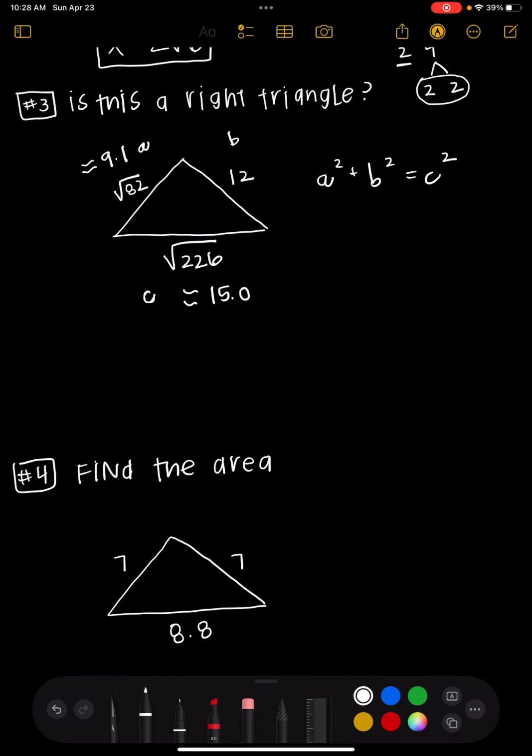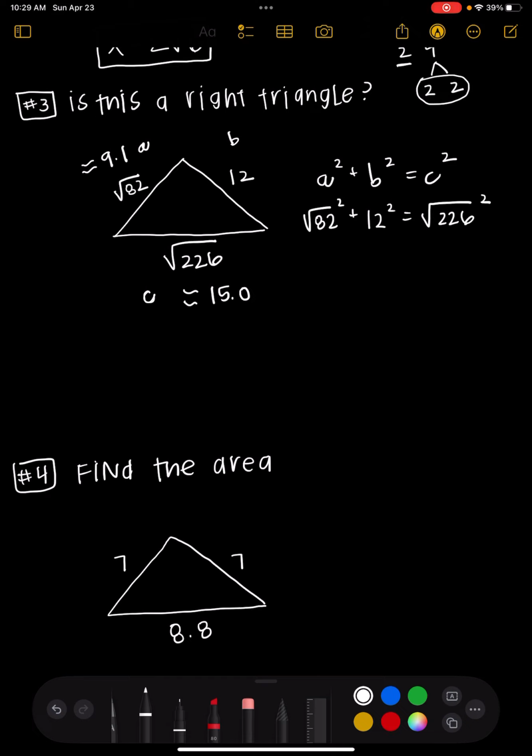Now, if the left side does not equal the right side, then it is not a right triangle because the Pythagorean theorem didn't work. The other thing to consider is that even though we got decimal approximations for the sides A and C, we're going to use the actual square roots because that way it's not an approximation. So we're going to replace the A with square root of 82. So we've got square root of 82 squared plus B is 12, so 12 squared is equal to C, which is the square root of 226 squared.